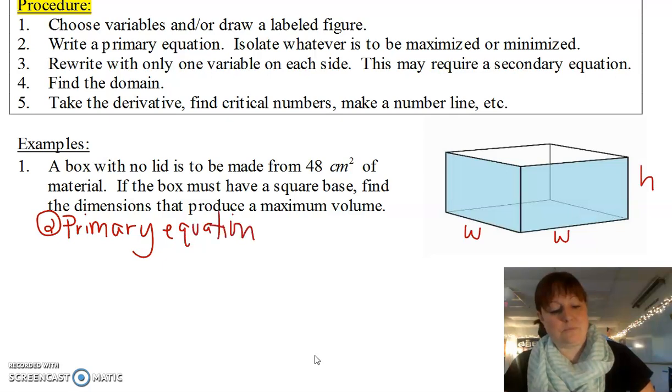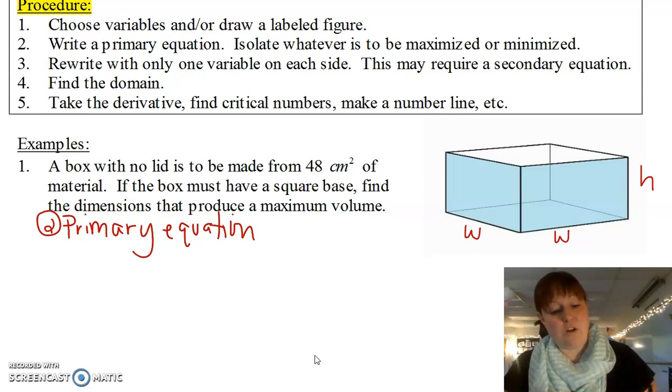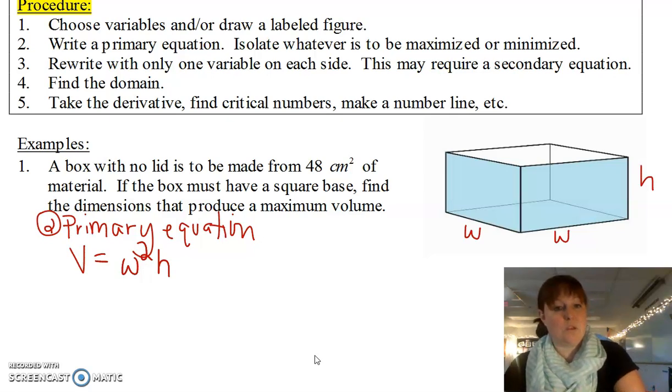is what we're trying to maximize. What are we trying to maximize? We're trying to maximize volume. We're trying to get the most possible volume. So it's our volume. What is the volume of this figure? Well, it's length times width times height. Well, length is W, width is W, and height is H, right? So our volume equals W squared times height. Okay, so that's our primary equation, what we're trying to maximize.